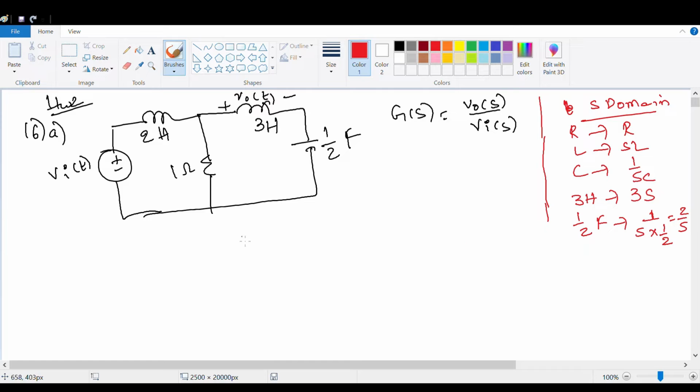So therefore we have to draw the circuit. I'll put here 3S. Now we have here 2 Henry. 2 Henry becomes 2S, and 1 becomes 1, and this one is 3S, and it will become 2 by S. Okay.